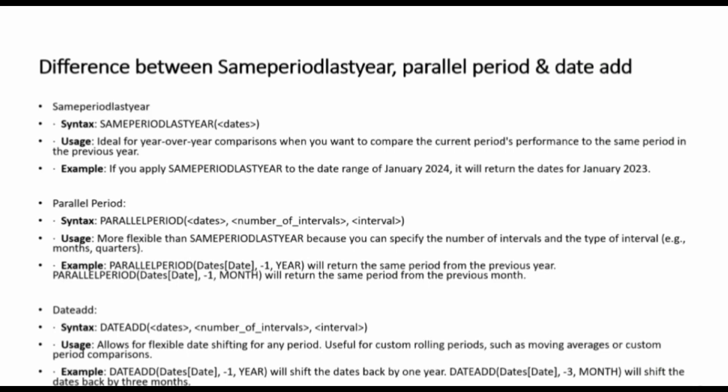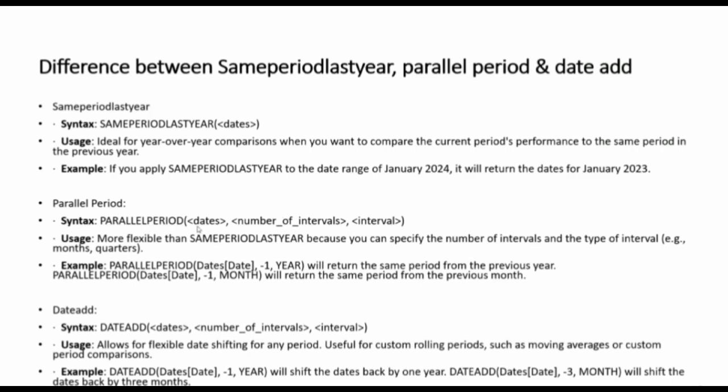Once again I will repeat. Today is July 2024. When you use same period last year, it will take you to July 2023. It will not take you to July 2022. Again, if today is July 2024, same period last year will take you completely to last year's same period, that is July 2023. It can't take you to July 2022. So in that case you use parallel period. That's the main difference between same period last year and parallel period.